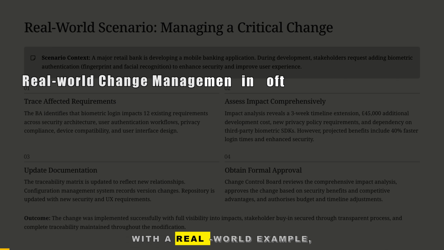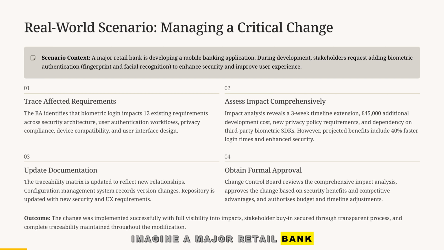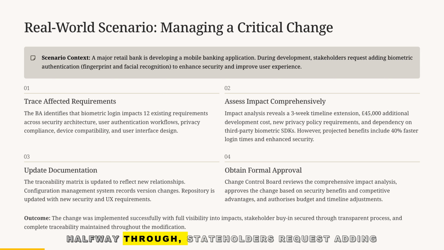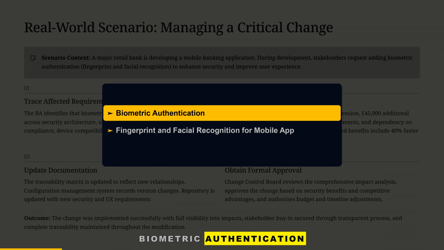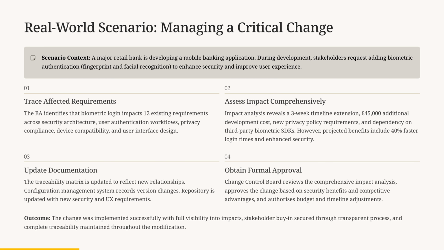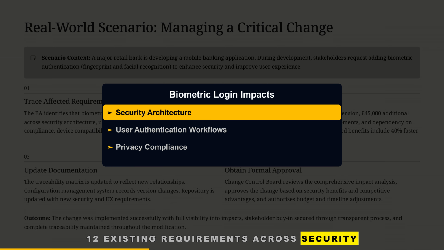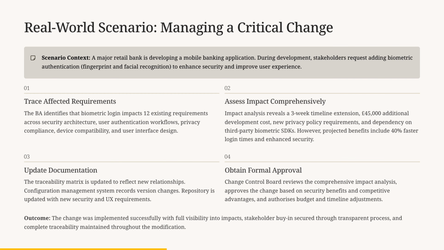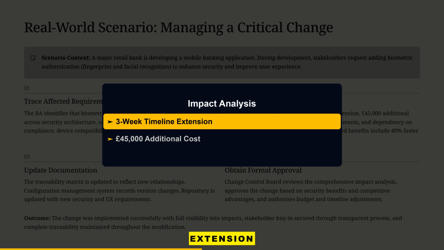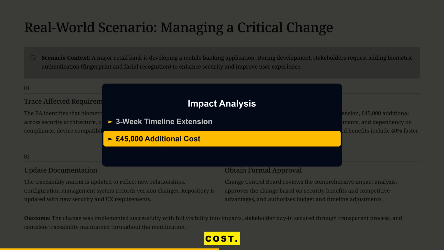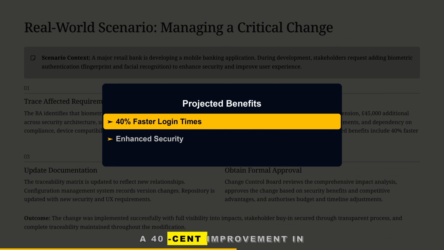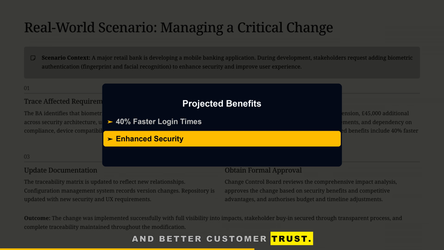Let's bring everything to life with a real-world example. Imagine a major retail bank developing a mobile app. Halfway through, stakeholders request adding biometric authentication for fingerprint and facial recognition. At first glance, it seems like a simple upgrade, but the business analyst knows better. They trace affected requirements, discovering that this impacts 12 existing requirements across security architecture, workflows, and compliance. Next, they perform impact analysis, identifying a 3-week timeline extension and £45,000 additional cost. But the trade-off, a 40% improvement in login speed and better customer trust.